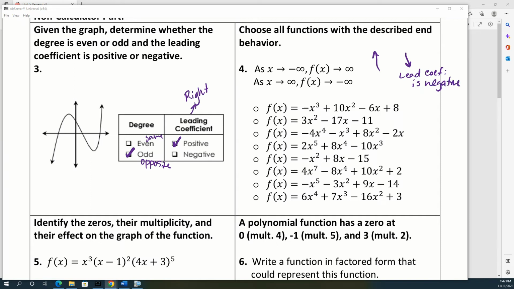All right, and then when I notice that the left is in the opposite direction of the right, I know that there's an odd degree. Okay, so my odd degree functions over here are these, because the leading degree, the largest exponent, is an odd number. So out of those 4 that I selected, I want to choose the ones that have a negative leading coefficient. So that is going to be this one and this one.